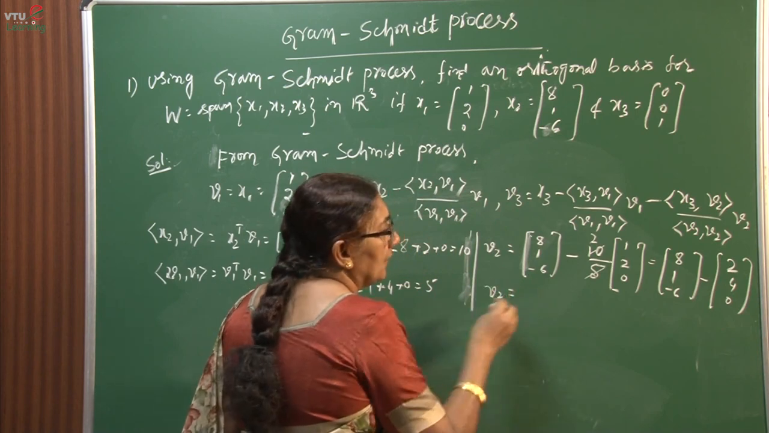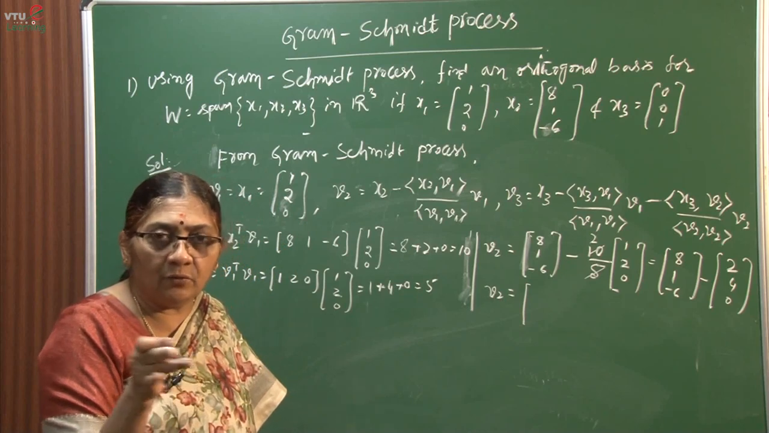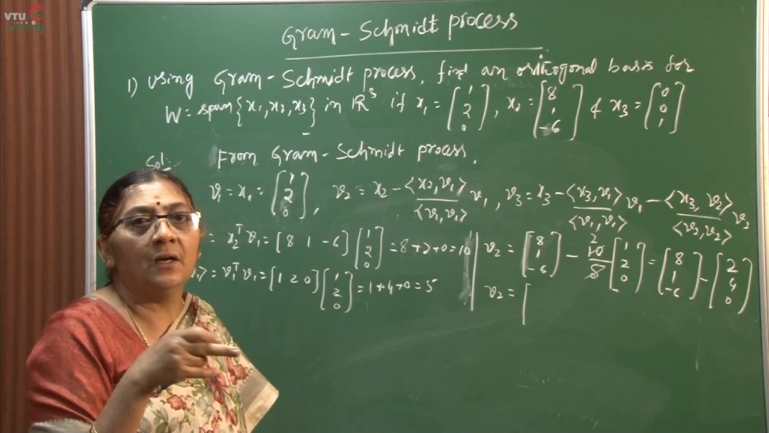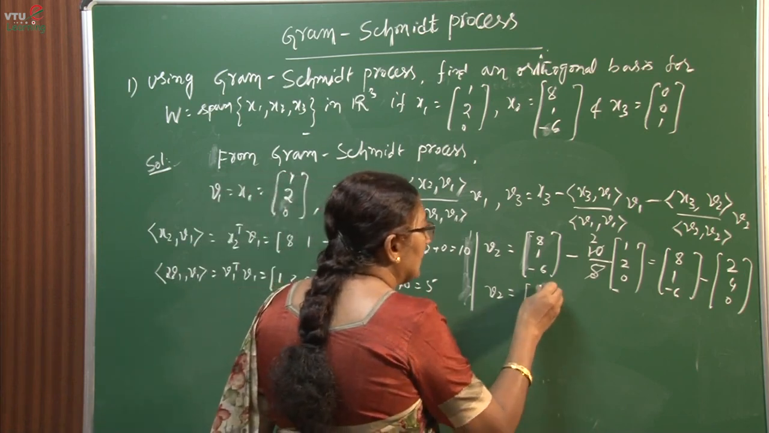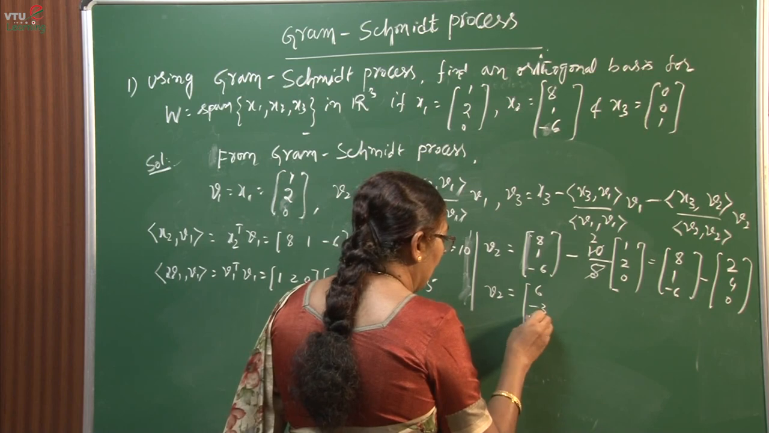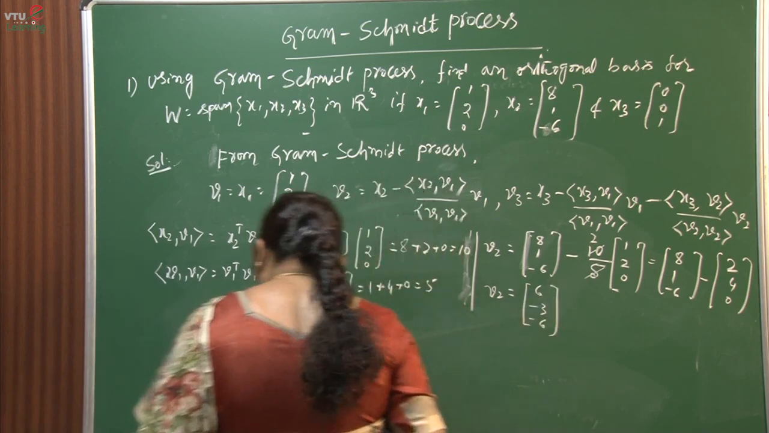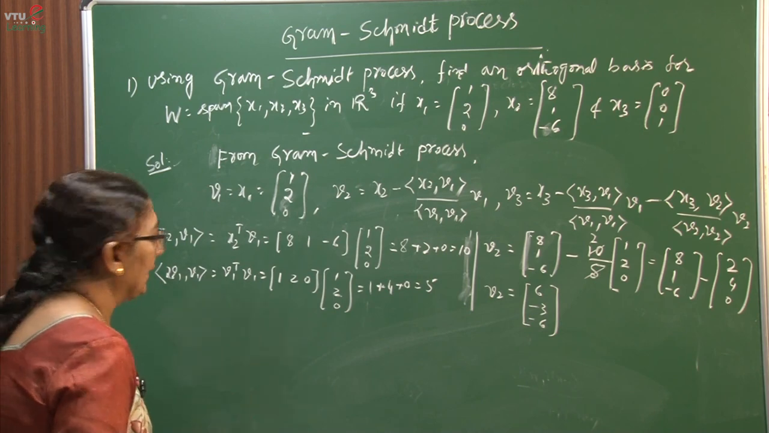V2 is 8 minus 2. What we are doing is a row vector, similarly you have to take the subtraction component-wise, first component, second component. 8 minus 2 is 6, 1 minus 4 is minus 3, minus 6 minus 0 is minus 6. This is the value for V2.